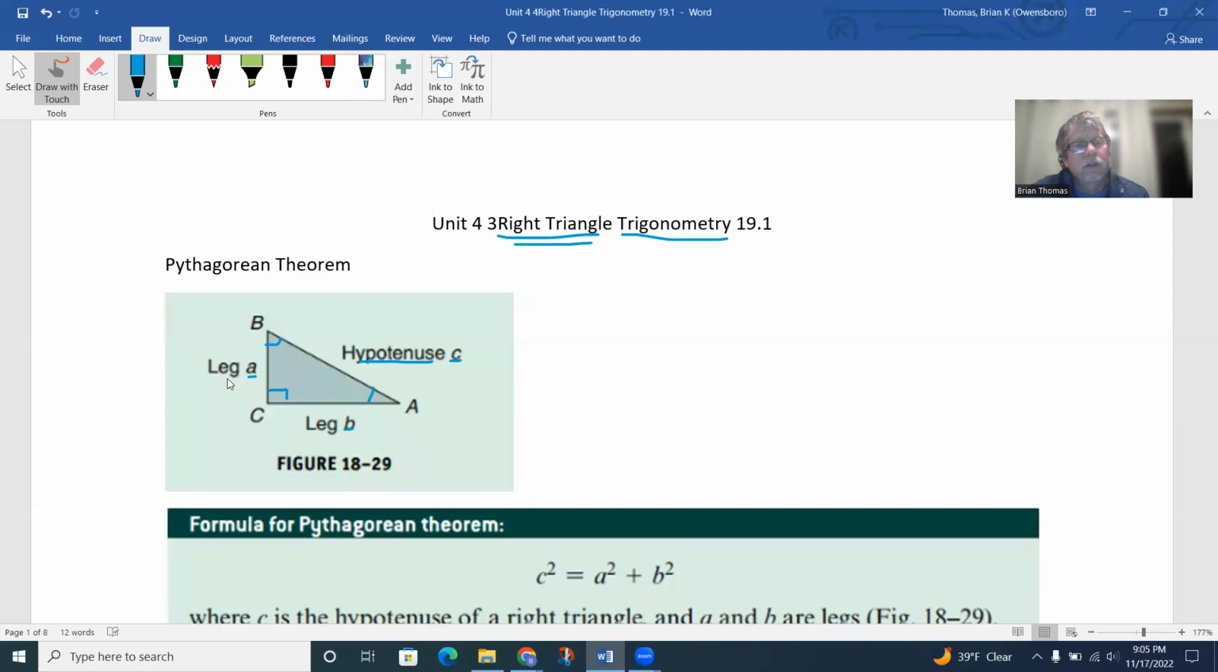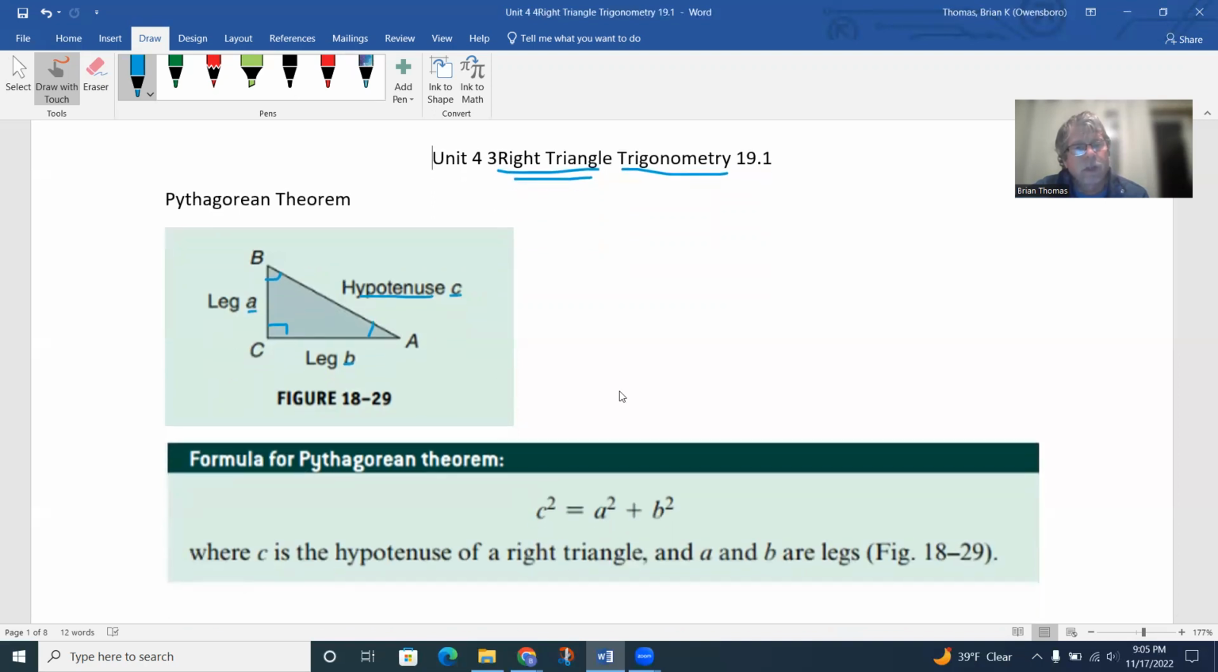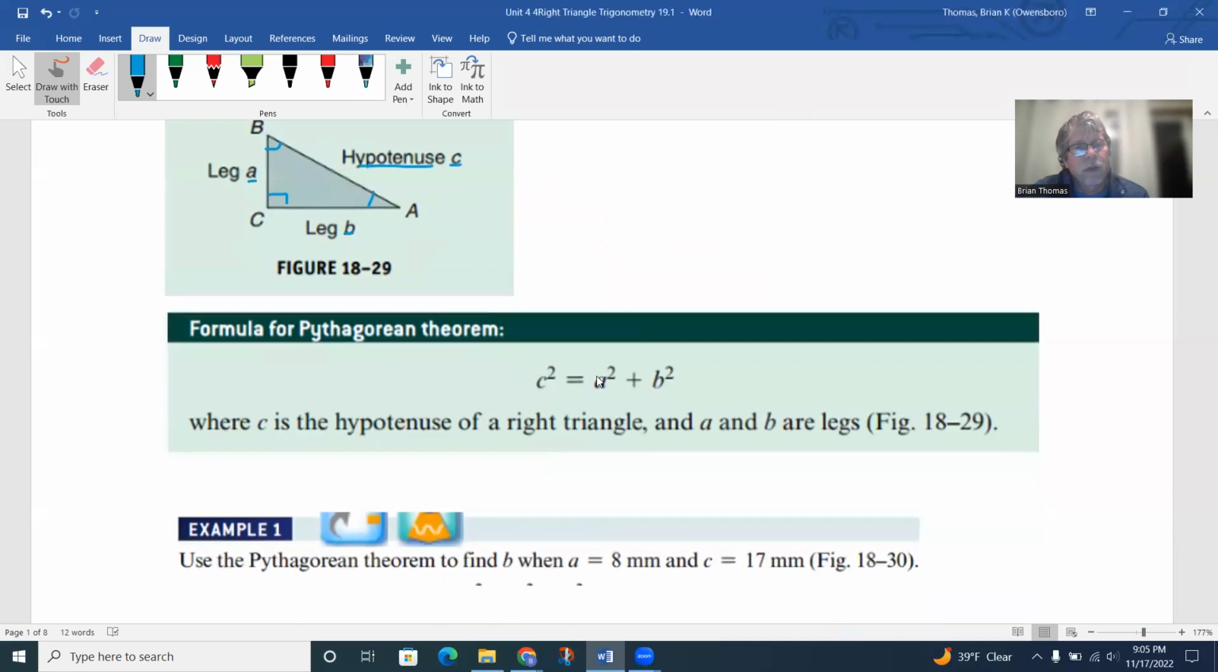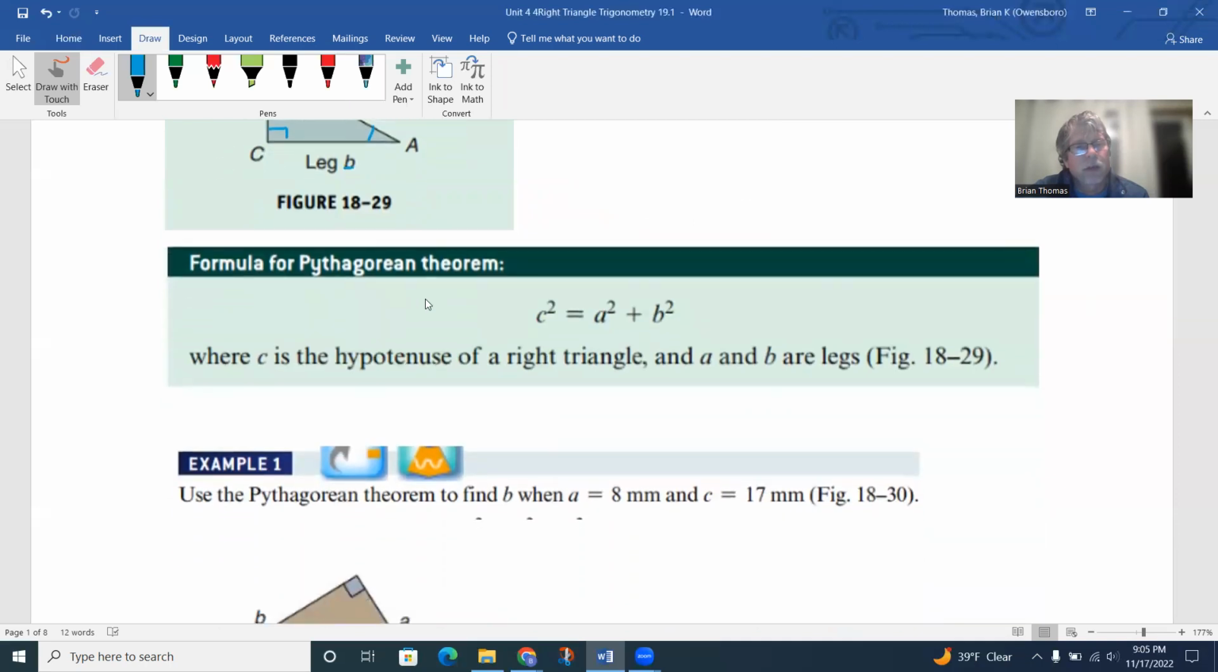So again, the legs refer to the sides that make the right angle, and the hypotenuse is that long side that's opposite of that right angle. And you may remember this formula called the Pythagorean theorem that says c squared is equal to a squared plus b squared, where c is the hypotenuse of a right triangle and a and b are the legs. So we have this special formula that allows us to find the lengths of missing sides of a right triangle.